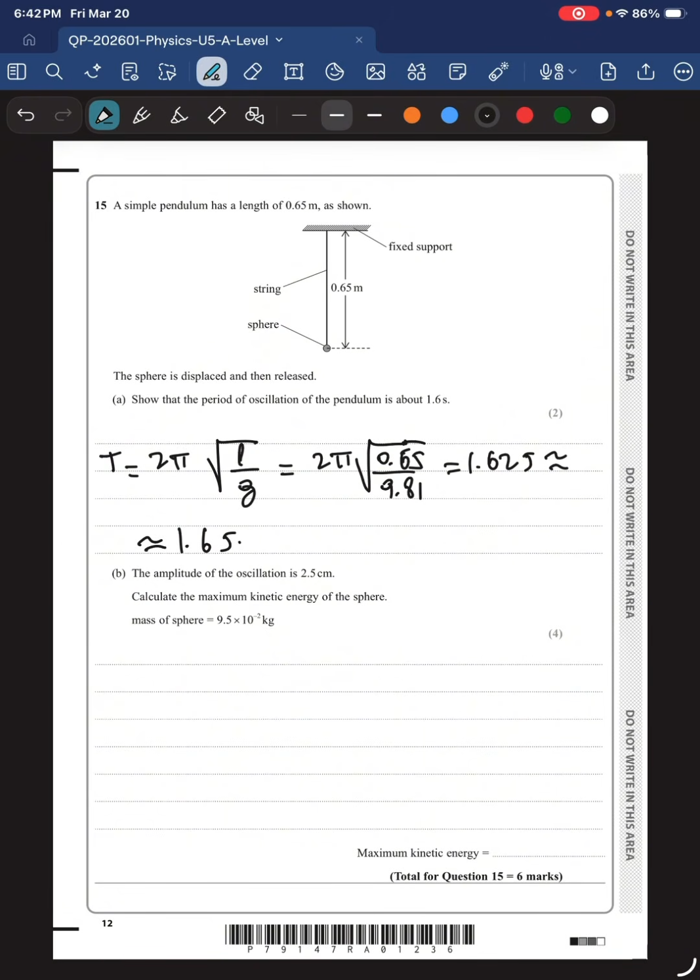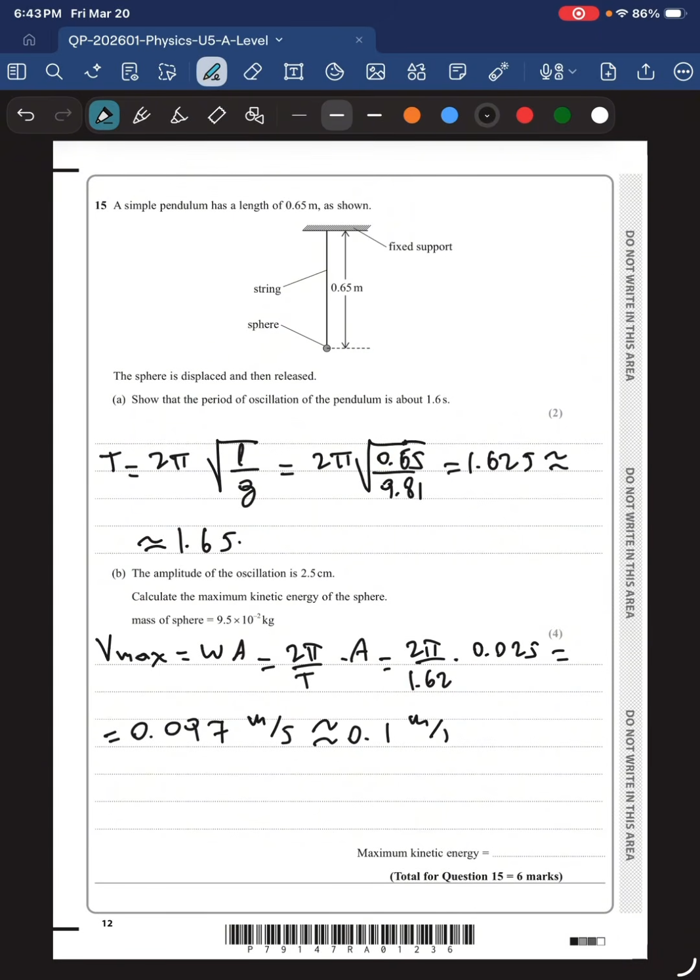Okay. The amplitude of the oscillation is 2.5 centimeters. Calculate the maximum kinetic energy of the sphere. Okay, so this takes a little bit of extra work. So the maximum speed in oscillations is equal to omega times the amplitude. So omega is 2 pi over the period times the amplitude. So if we plug in numbers, 2 pi over 1.62 times 0.025. So this is 0.097 meters per second, or about 0.1 meters per second.